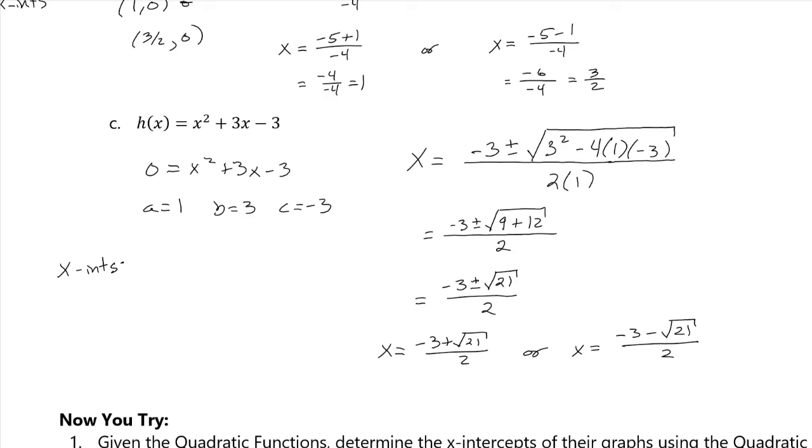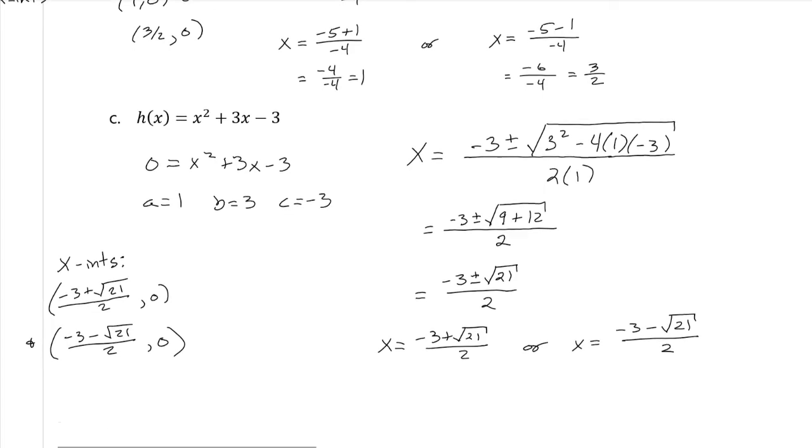The x-intercepts are first the point negative 3 plus the square root of 21 all over 2 comma 0, and then the second point negative 3 minus the square root of 21 all over 2 comma 0. So these are our exact values. If we're graphing these, which we are going to do in a future video, we do want to go ahead and get the approximation so we know where to plot these points.